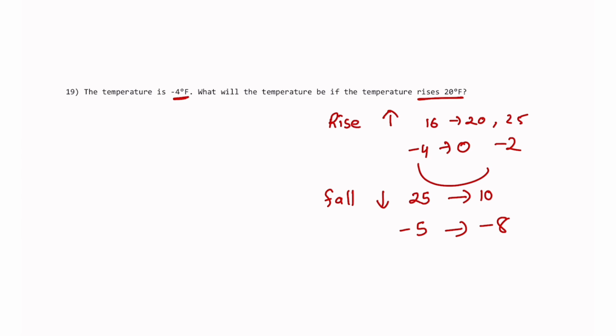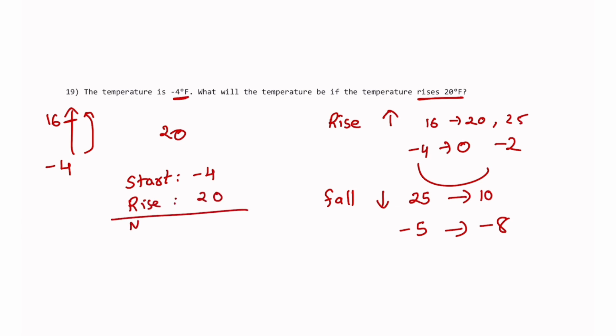Let's try to put it in a way that helps us solve. It's at minus 4, and now it's rising, it's going up by how much? 20 degrees. So you start from minus 4 and you go up, and it should be 16, right? Or we present it in a writing format, some words that guide us. Okay, so let's say at the start, what's the temperature? It's minus 4. What's the rise? How much did it rise? It rose by 20.